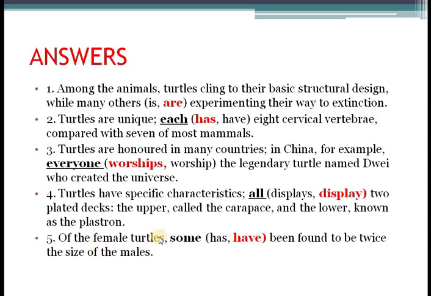Another one, some. Of the female turtles, some. Some is also an indefinite pronoun that can be either singular or plural. And remember, we're referencing turtles. And so because we're referencing something that is more than one, it also takes the verb ending without an S.